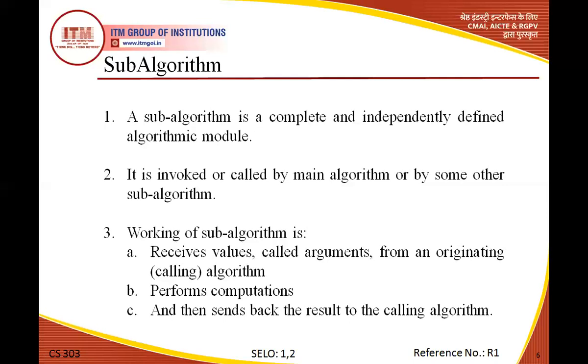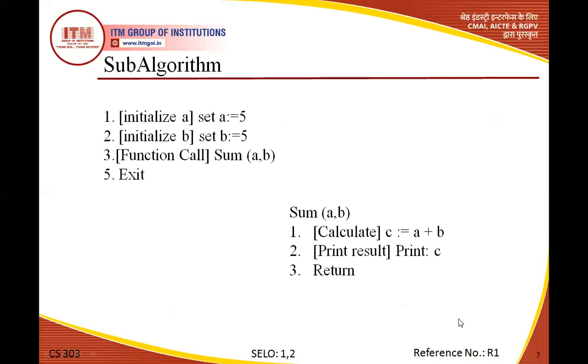So the sub-program is a complete independently defined module. It can be called by the main program. Whenever the main program calls the sub-algorithm, it passes some arguments. The sub-program receives whatever values the main algorithm passes to it. It performs some operation, and then after the calculation, the sub-algorithm sends the result back to the calling program. I hope you can understand that.